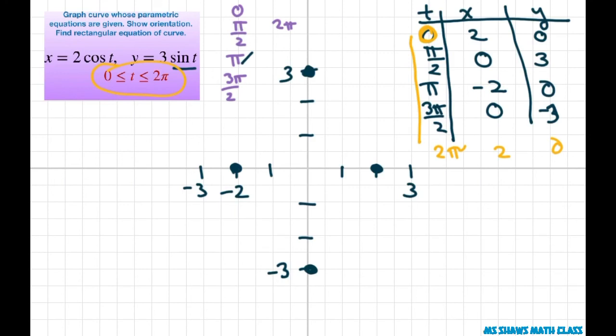So basically what's happening, we're starting at 0, which is (2, 0). So we're going this direction. This is our motion. And then we keep going around in an elliptical form. So your orientation is going to be this way. We're going this way, then keep going back around. So this is how you show your orientation, is with these arrows.